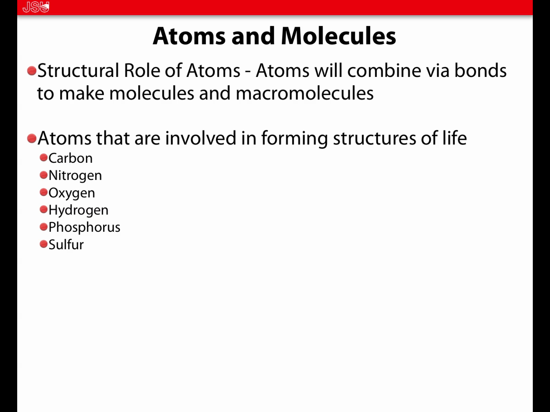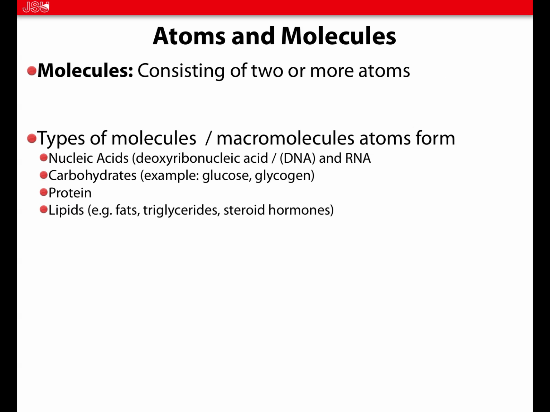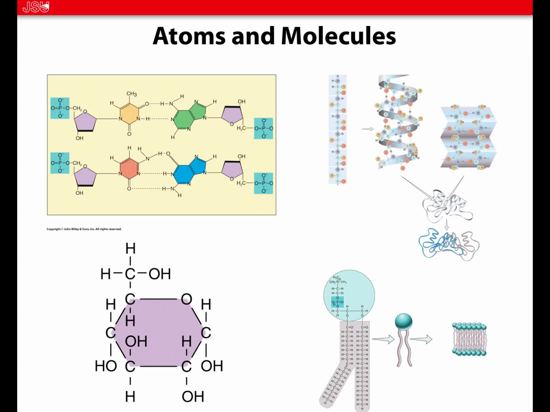Okay. Now, continuing with this idea of a structural role, atoms combine to make molecules. So I take 2 atoms, combine them together, and I have a molecule. Now the second bullet point, we talked about this extensively later on, but you need to know the 4 types of macromolecules that we are made up of. And all of these are just collections of specific arrangements of molecules. And we're going to talk about this a lot more later on.